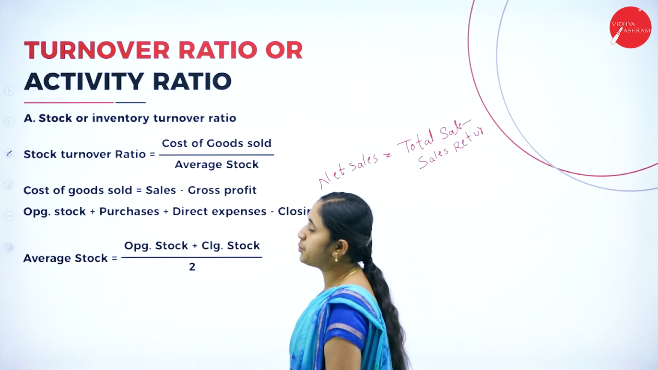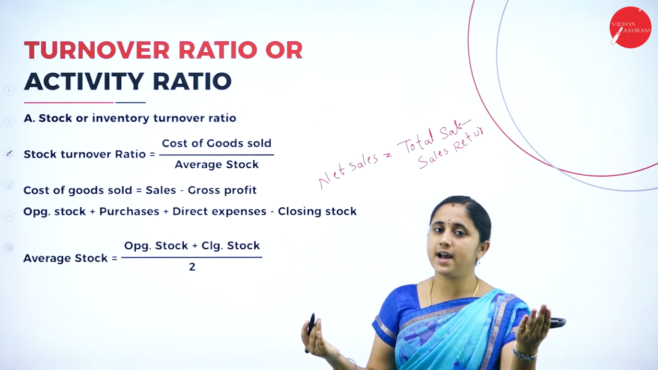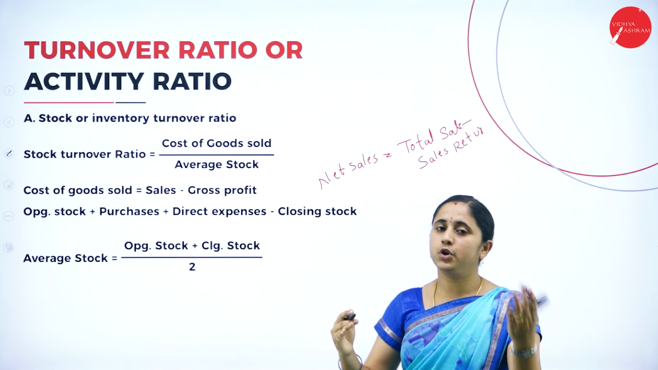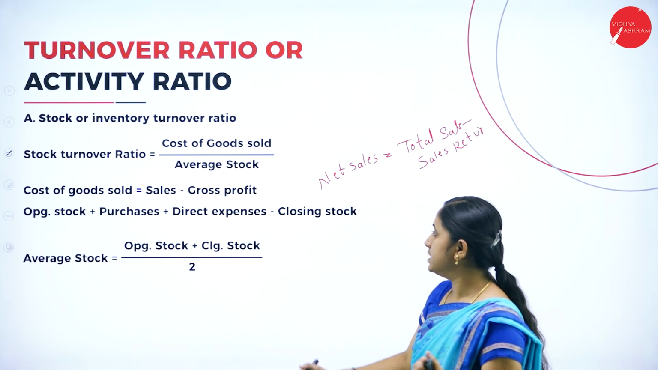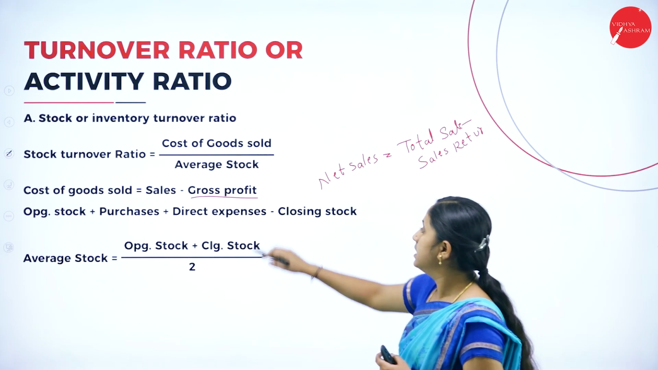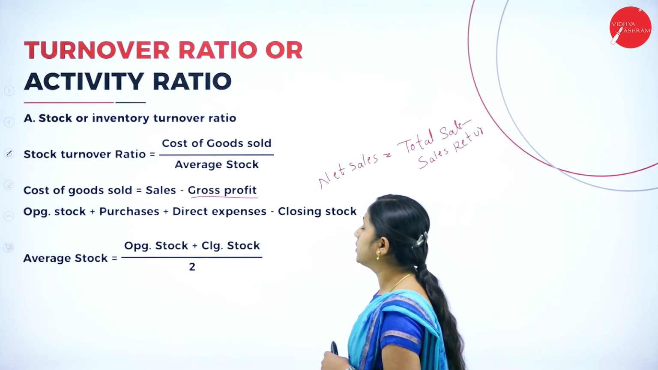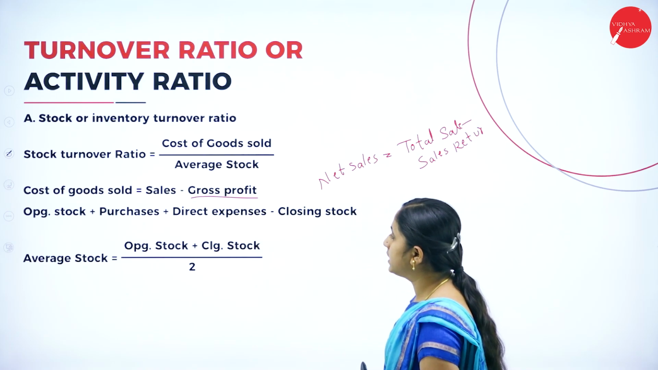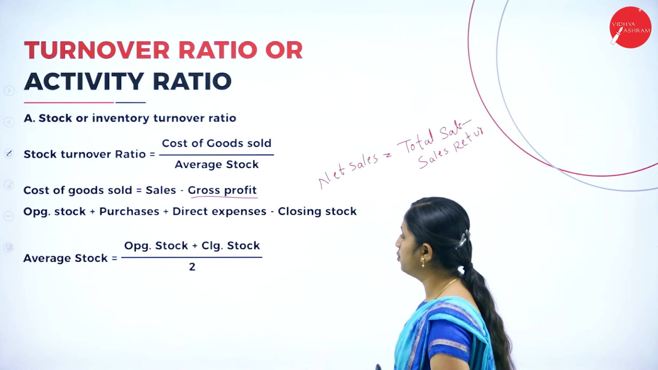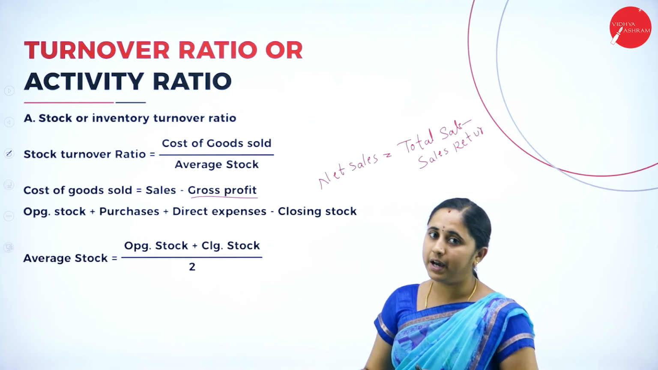Then gross profit. In the trading account, from the sales, you are going to deduct the purchases, or else from the direct income, you are going to deduct the direct expenses. The result of direct income and expenses is gross profit. Next, average stock. To calculate average stock, we will consider opening stock plus closing stock divided by 2. Average means opening stock plus closing stock divided by 2.